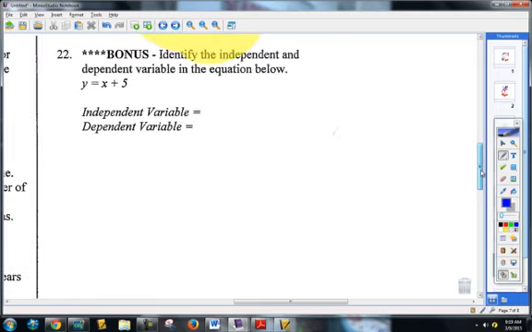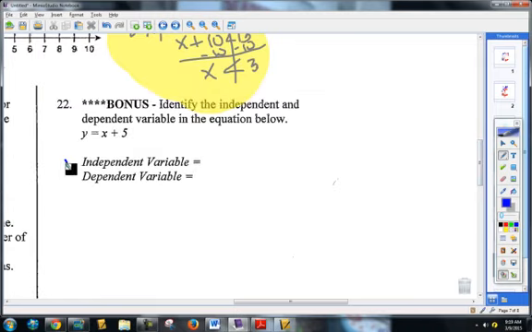Now we'll go up and do the bonus. Each one of these bonuses is worth a half point. So, really, if you get one, you're going to get the other, right? The independent variable is what you want to plug in. What I mean by that is, if I just put 4 in for y, would I ever do that? No, because then you'd have to solve.